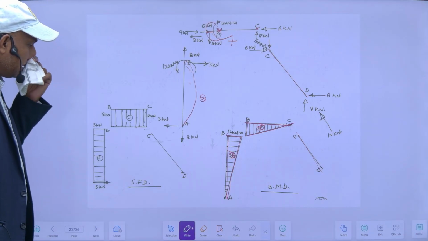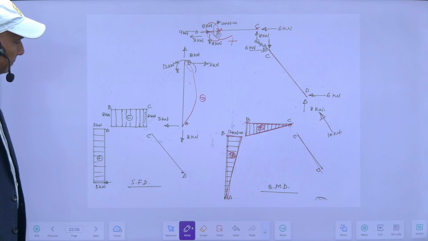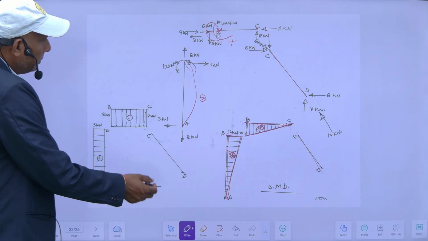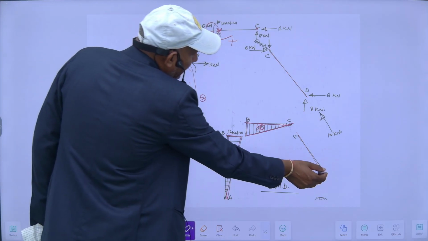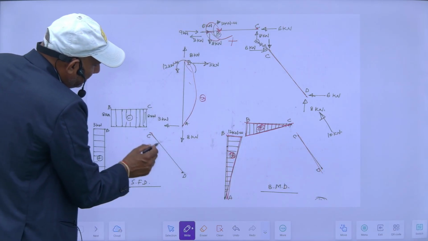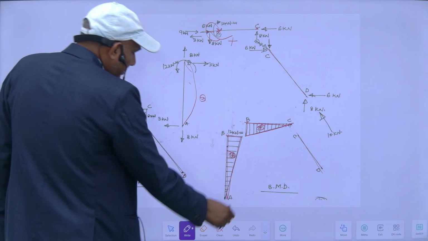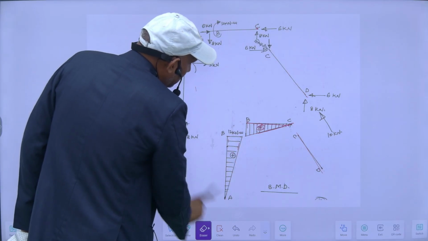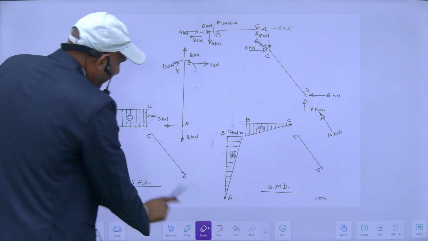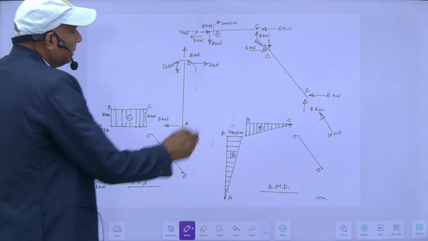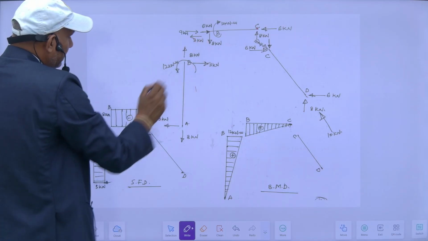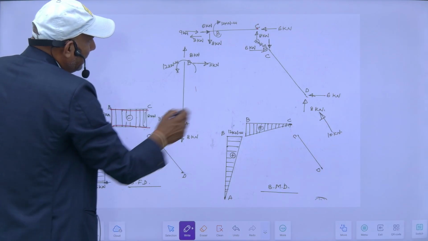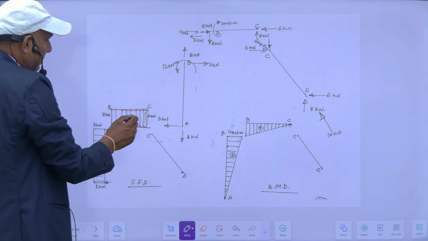I can also draw its shear force diagram. Once I know the directions, for this CD portion only axial force is there, so its shear force will be 0 like this. And for this portion, this is downward. Downward means negative shear force 8 kilonewton, then no load in between, then again 8 kilonewton. So this is my negative shear force.